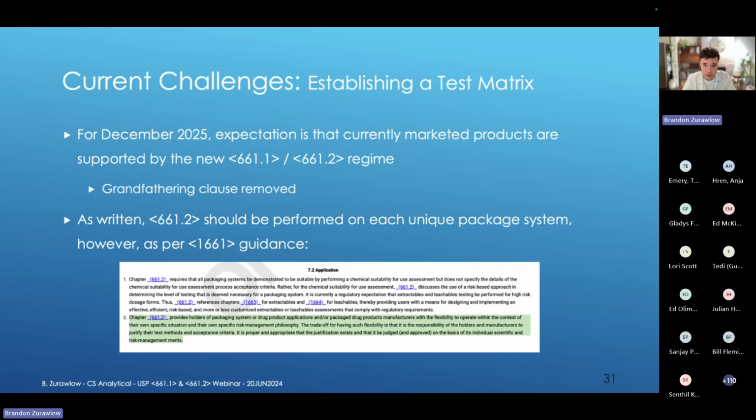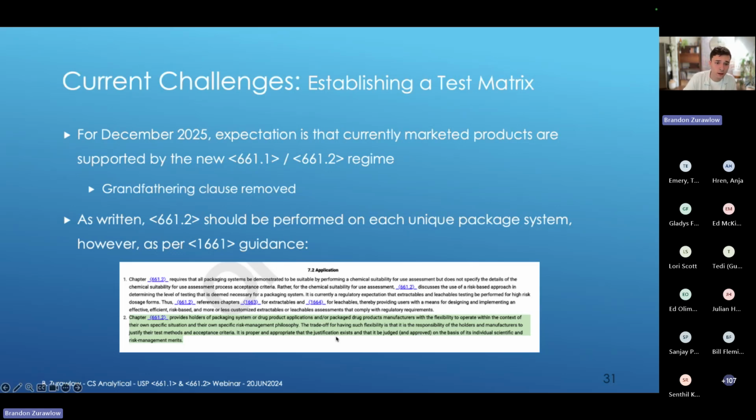each unique package system. So if you have a 30, a 60, and a 120 ml bottle, the chapter is written such that the results you generate are only relevant for that 30 ml bottle, or that 60 ml bottle, or that 120 ml bottle that you just performed the test on. However, in 1661, they do provide some guidance here that I think is valuable to many organizations who are in the situation of updating their data.